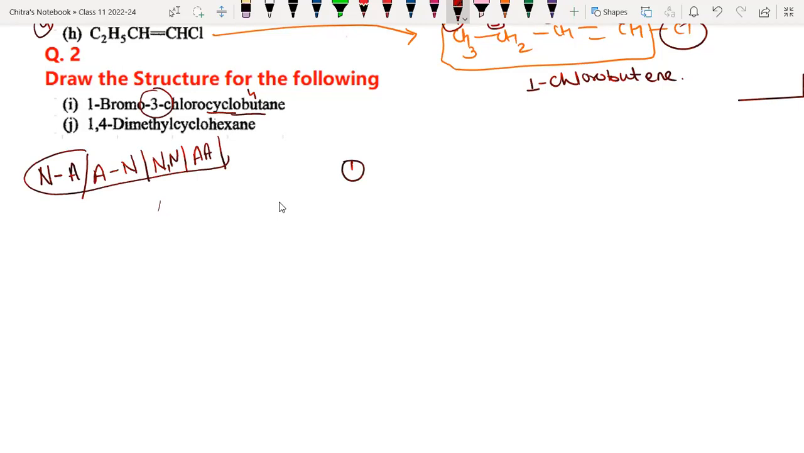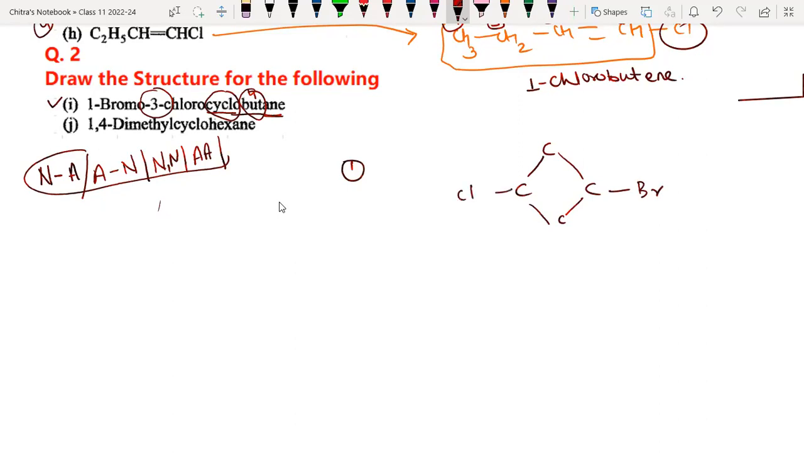Okay. So first, we are going to draw the structure. For the first one, first you have to check it is cyclo, and butane means number of carbon 4. So just make a cycle of 4 carbon: 1, 2, 3, and 4. So this is the cycle of 4 carbon. All the carbon bonds are single. Then on the first carbon provide bromo, so here I am giving bromo, and on the third carbon, 1, 2, 3, opposite, here chloro.